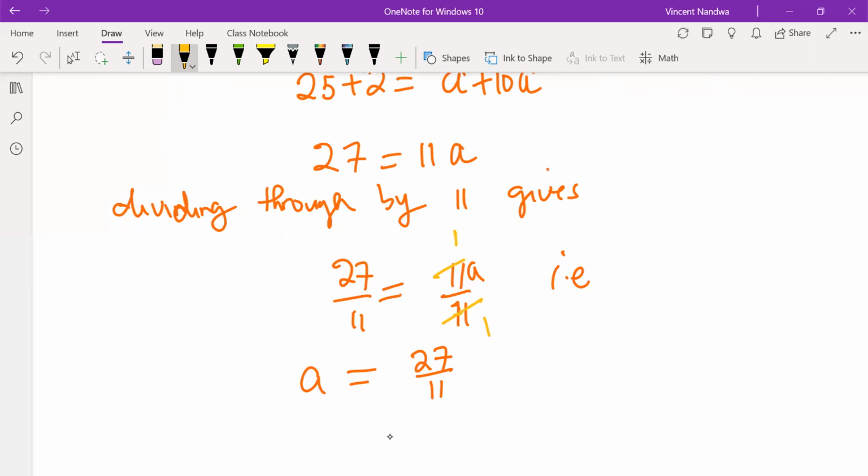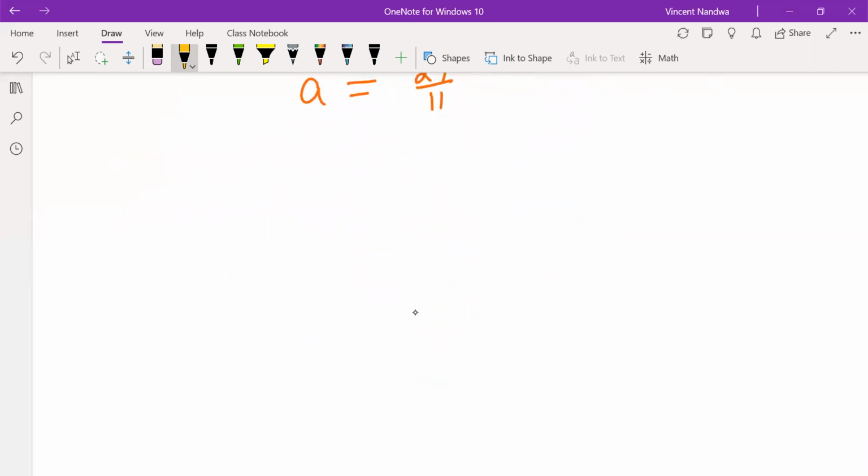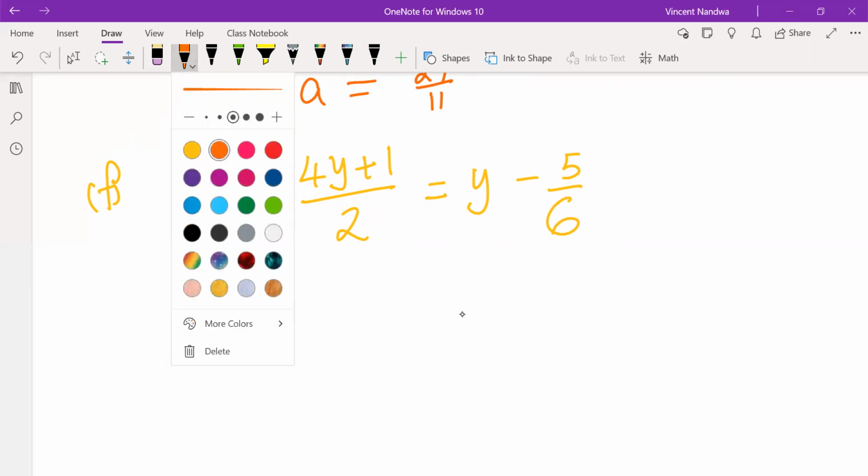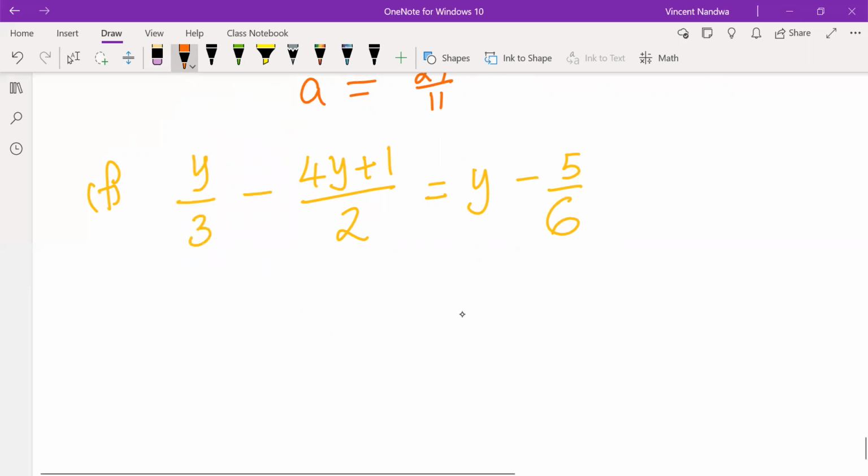And then lastly, that was number E. F: if you are given y over 3 minus 4y plus 1 divided by 2 equals y minus 5 over 6. Usually the best way to solve such a problem is to get the LCM of the denominators and multiply by each of the terms in the equation.